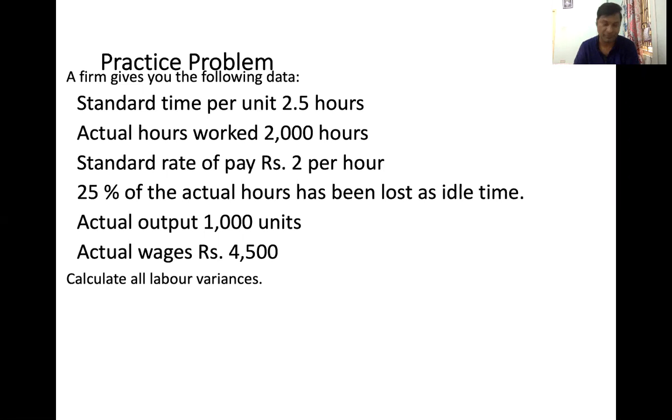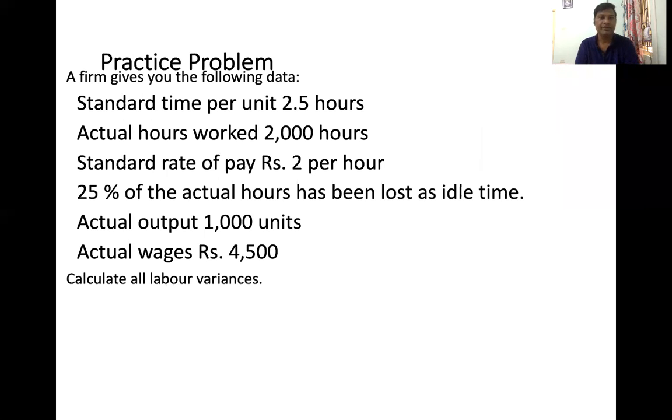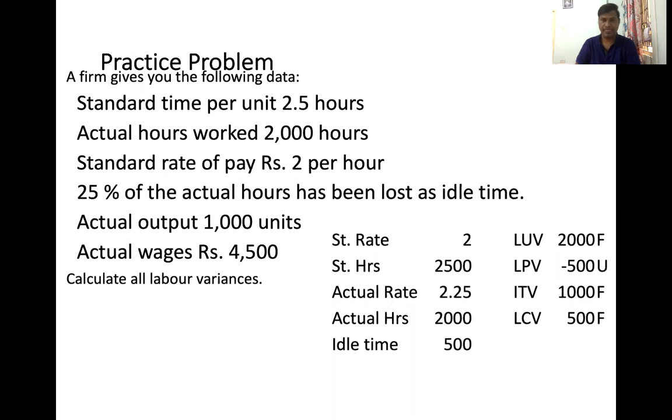Calculate all labor variances. Now let's also look into the idle time variance. Standard rate into idle time, the time that is idle, when the workers, the employees didn't do anything. Maybe out of the breakage of the machine it might be, or due to breakage of the operations, the plant just stops there. Then sometimes there may be a power cut. Due to that also, the employees may be forced to sit idle. That's called idle time. Idle time into standard rate gives you idle time variance. This is not very difficult to calculate. All right. So this is the problem.